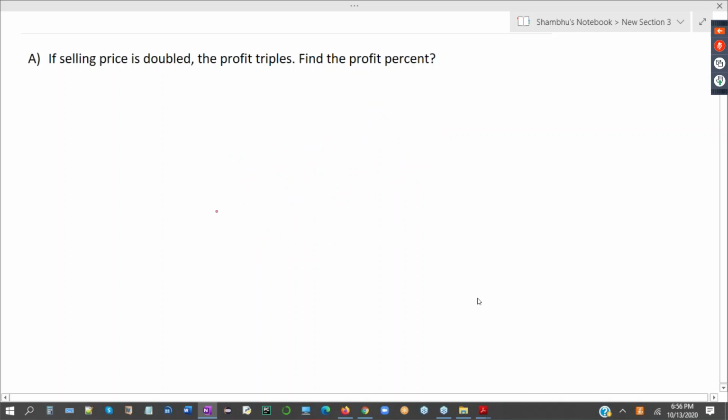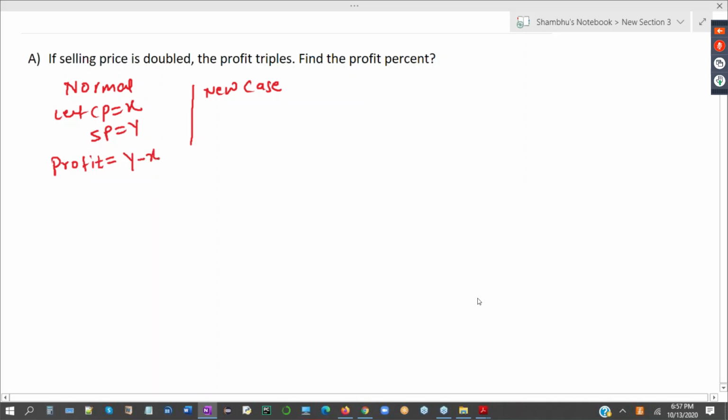Okay, first I will take the normal case, and then the new case. Normal case, let CP be X, SP be Y. So profit will be what? Profit is selling price minus cost price, right? Normal case, I assumed that CP is X, SP is Y. So profit is Y minus X.